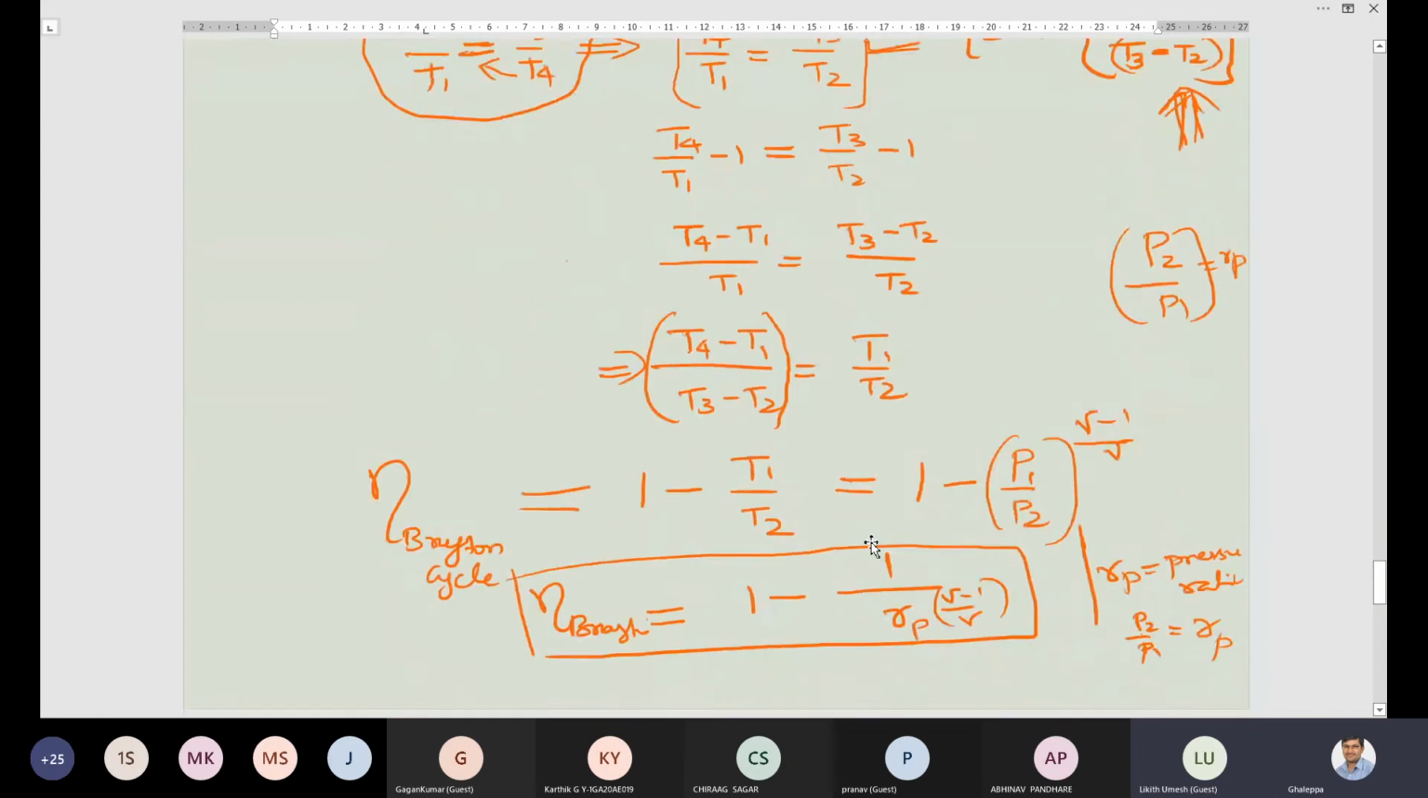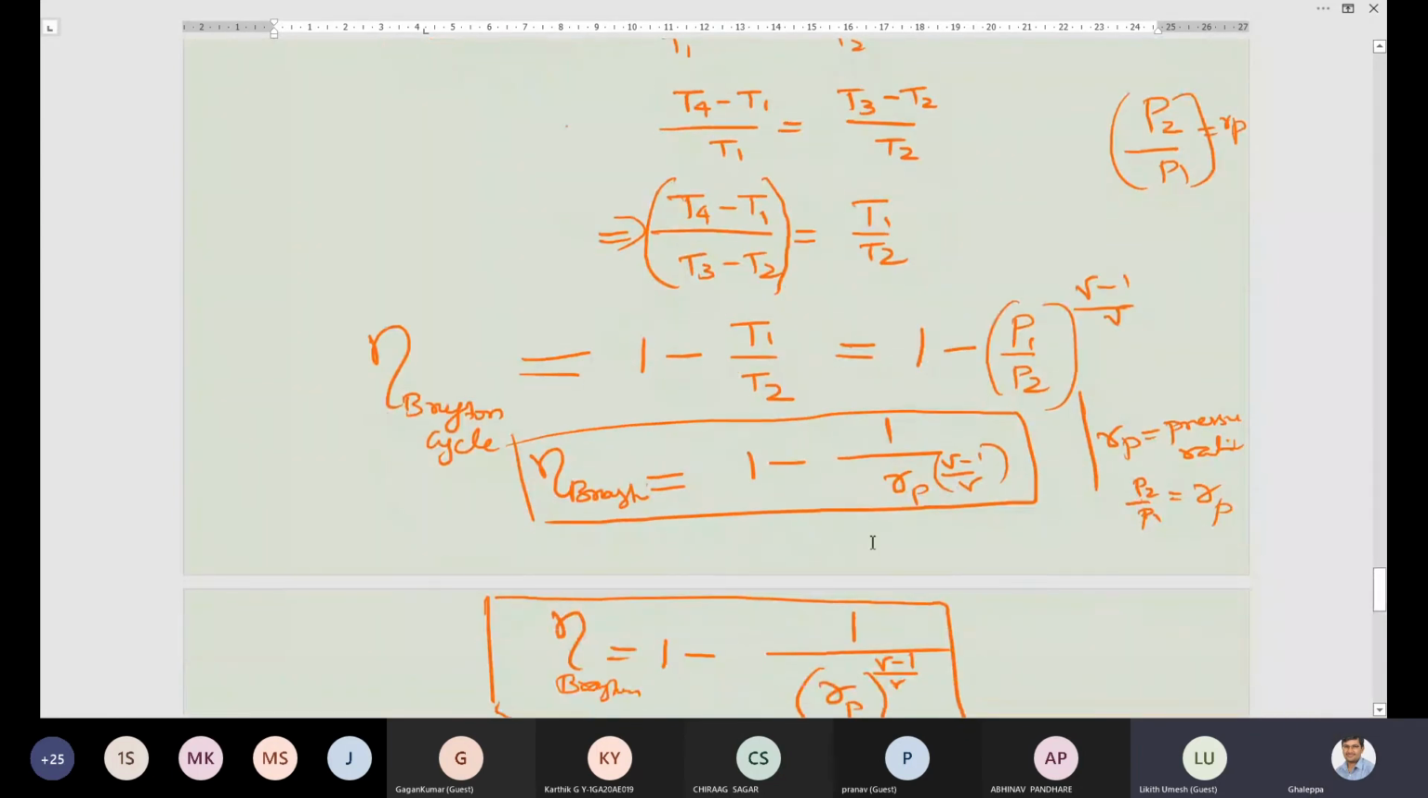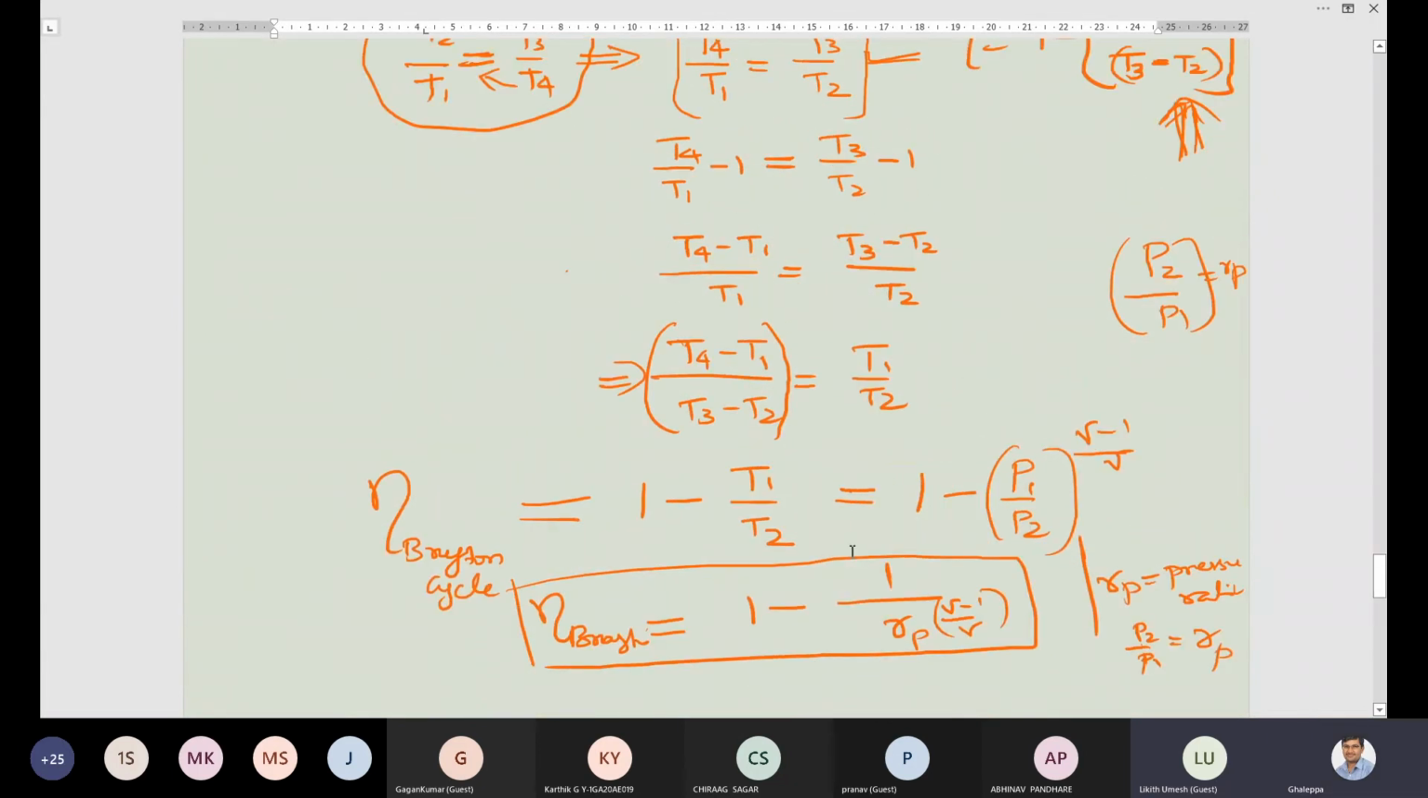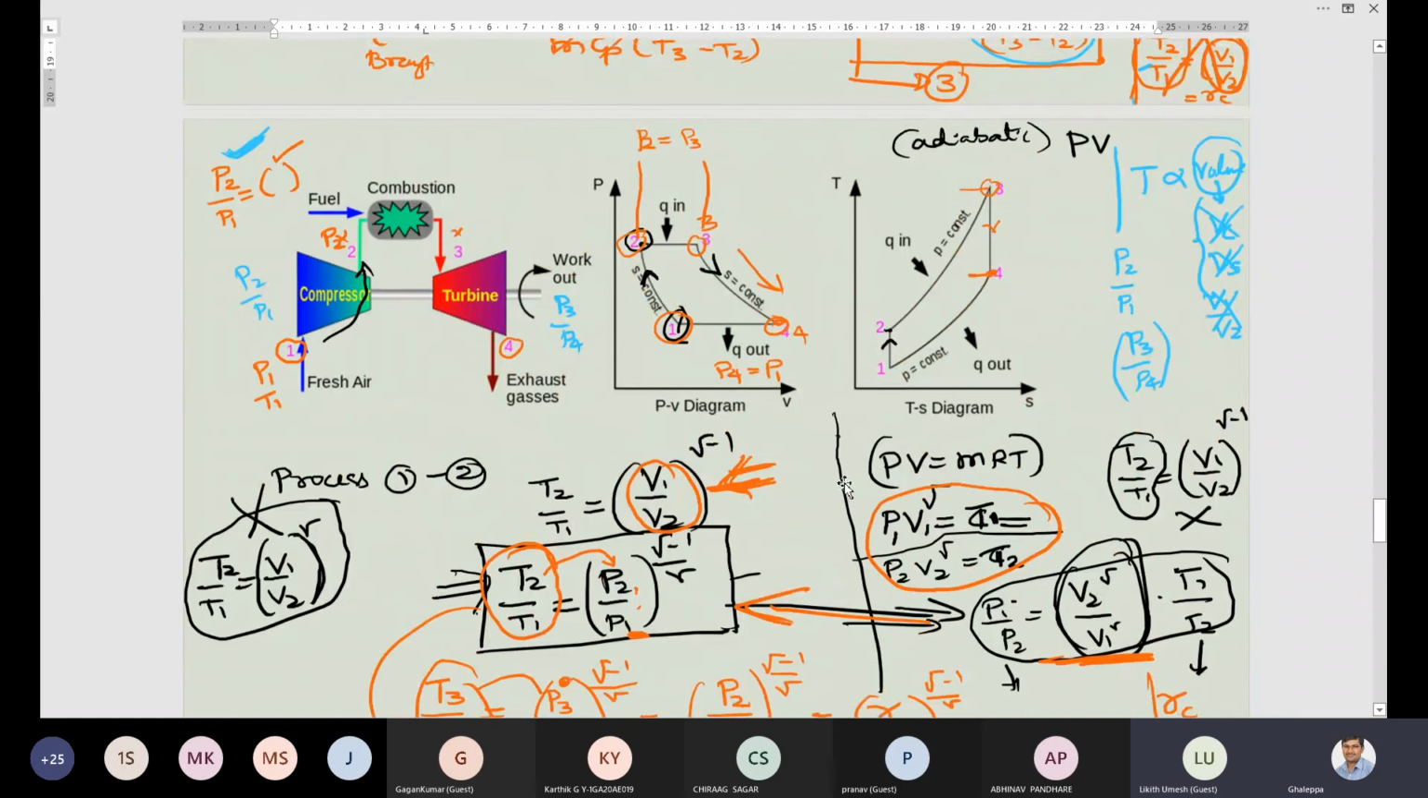So this is the equation for how you will convert. What we do is use the arrow symbol. 1 to 2 is reversible adiabatic compression. 2 to 3 is heat supplied. 3 to 4 is the expansion process. 4 to 1 is heat rejected.